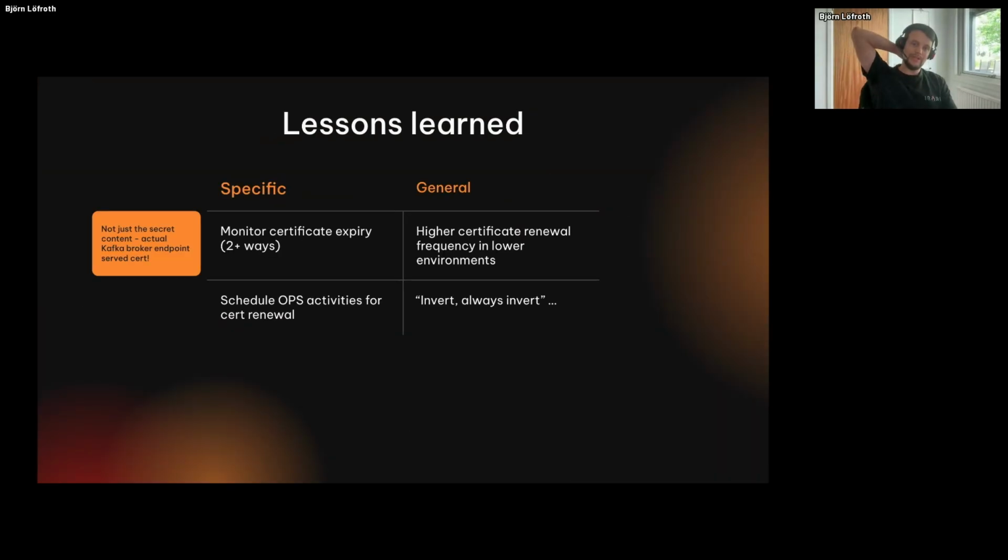So some lessons learned here. Some specific ones is, of course, to monitor your certificate expiry. I think we installed what's called cert exporter as an operator to monitor certificates in secrets. But I also recommend maybe a manual way. Just keep a schedule on when different certificates are up for renewal.